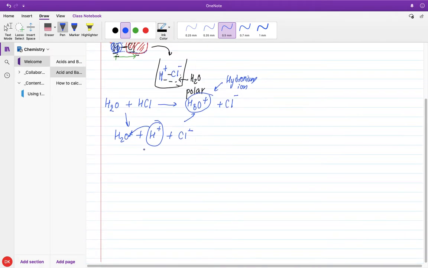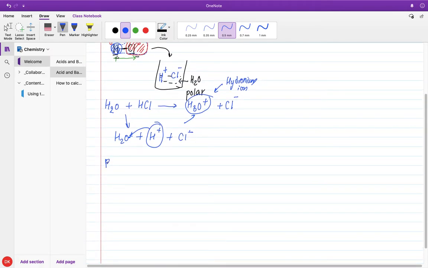Okay, so let's look at its properties. First, physical properties. Acids tend to taste sour. Your Sour Patch candies, they're acidic. Lemon is acidic. Apple is acidic. Similarly, oranges are acidic.